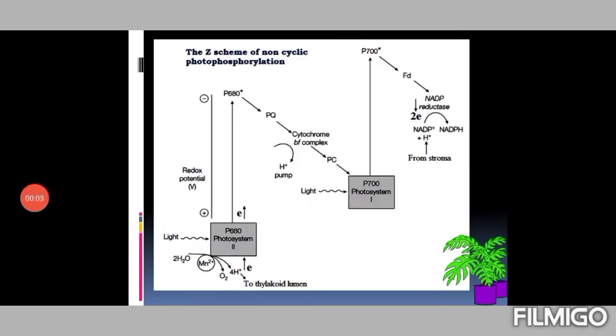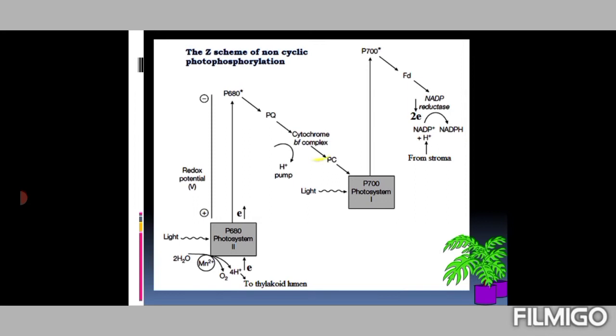This is a better illustration of the process of non-cyclic photophosphorylation. Photosystem 2 has P680 at its center, the principal pigment, upon which photons fall and electrons are expelled. The high energy electron is accepted by the primary electron acceptor, mostly pheophytin. From that highest level, it travels down the energy level, or downhill the redox potential. First it is accepted by plastoquinone, which gets reduced to plastoquinol upon acceptance of a pair of electrons.